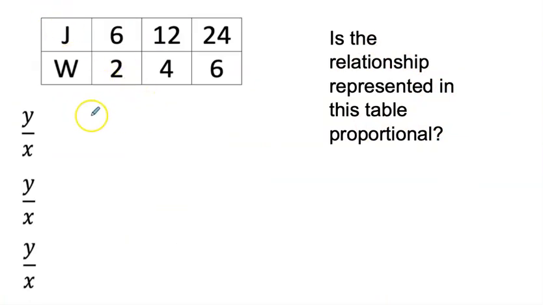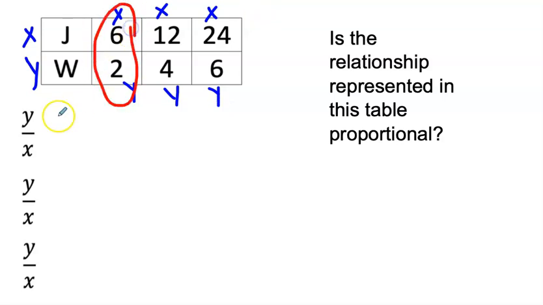And then our final example, we're going to label x and y. The top values are all x's. And this bottom row, those are all y values. I pick a color, and I fill in y is 2 and x is 6.